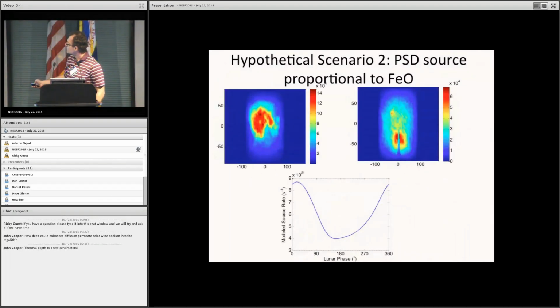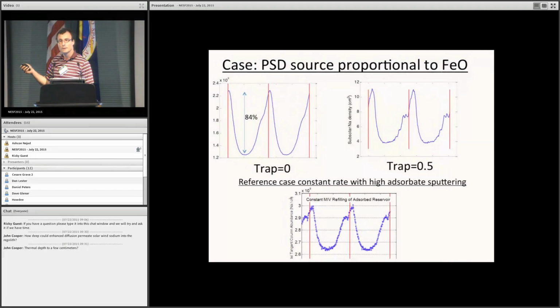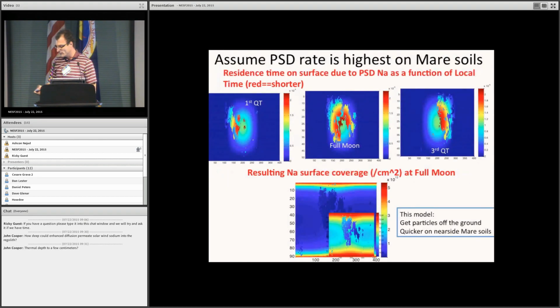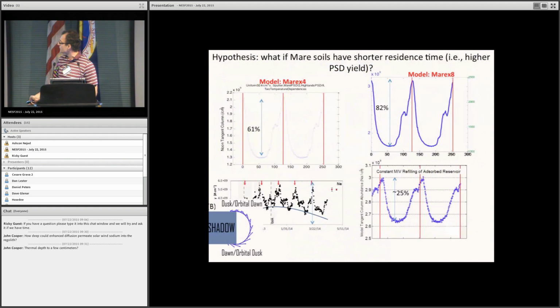You can construct more elaborate models here. I assume that the source rate for PSD is proportional to the amount of iron, which varies between the near side and the far side. I will explain why this could be a good assumption. In that case, now you get about 80% variation in 1 month, and if it actually gets trapped on every bounce very efficiently, maybe you get something close to the measurement. But again, you need to keep those adsorbed particles, right?